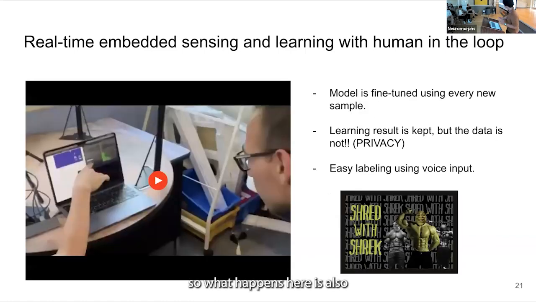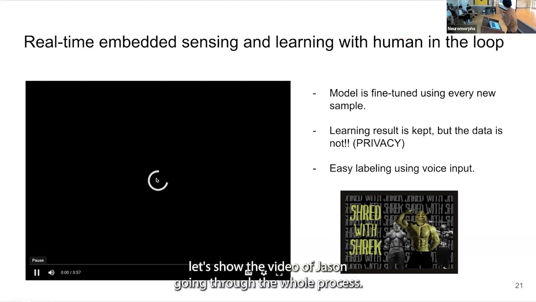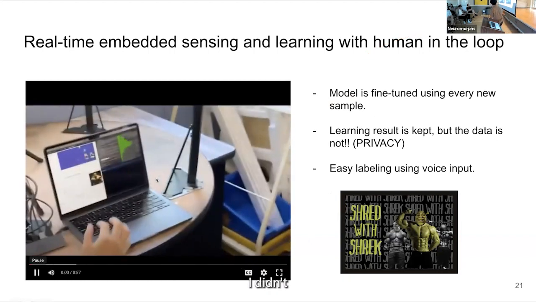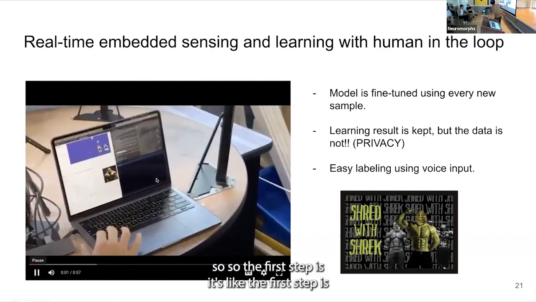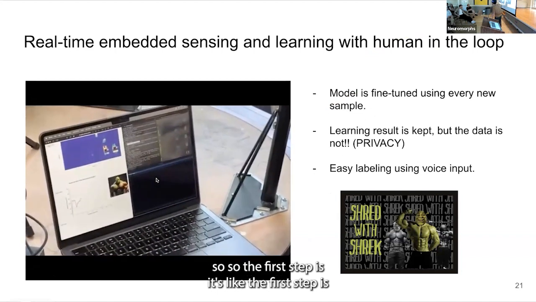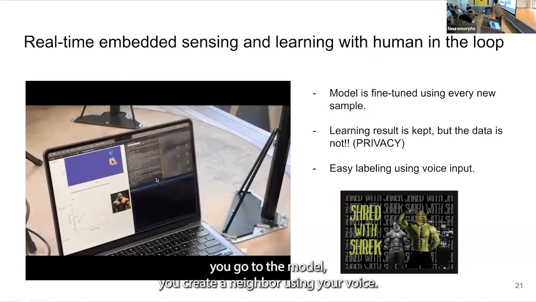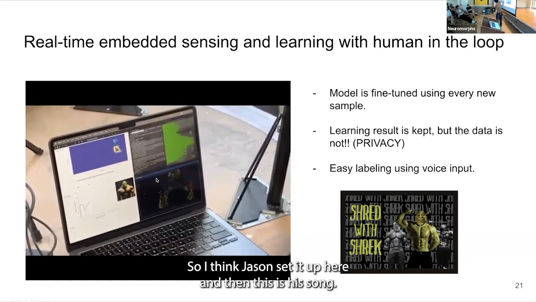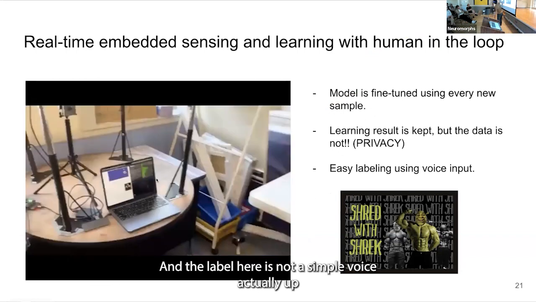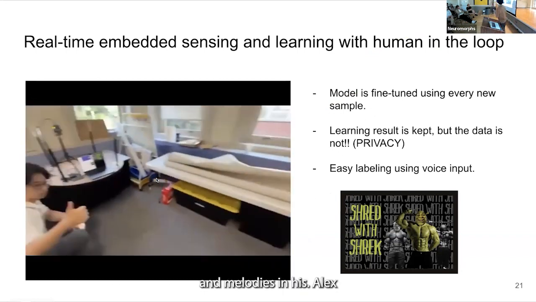And so what happens here is I'll show the video of Jason going through the whole process. I did not consent. Sorry. So the first step is, it's lagging a bit. The first step is you go to the model, you create a label using your voice. So I think Jason said "up" here. And then this is the pattern of his sound. And the label here is not visible, but it's actually "up". And now Jason is doing jumping jacks.